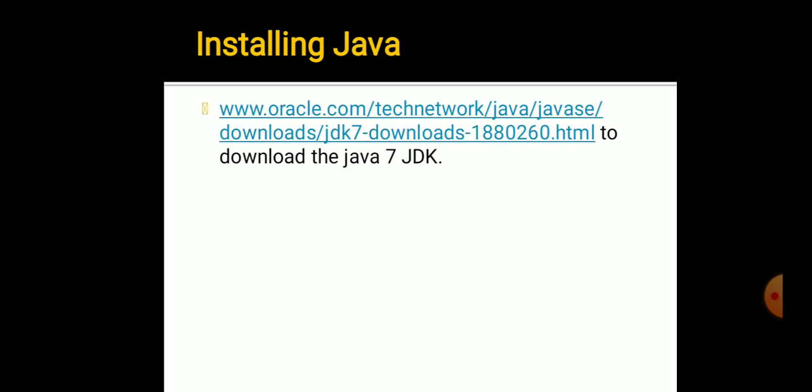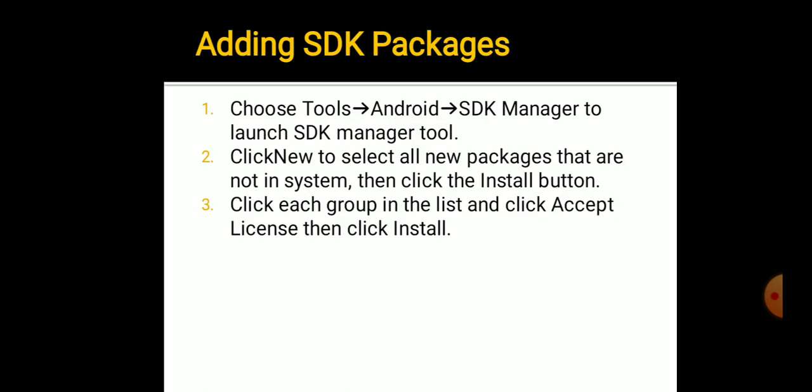The next step is installing Java. Here the Oracle link is given. Here we can download the Java exe file and install it on our system. In order to work with Android Studio, we have to install Java because Java is the background language for Android Studio.